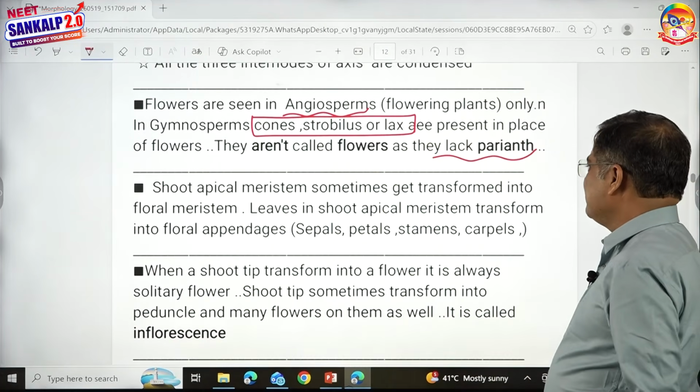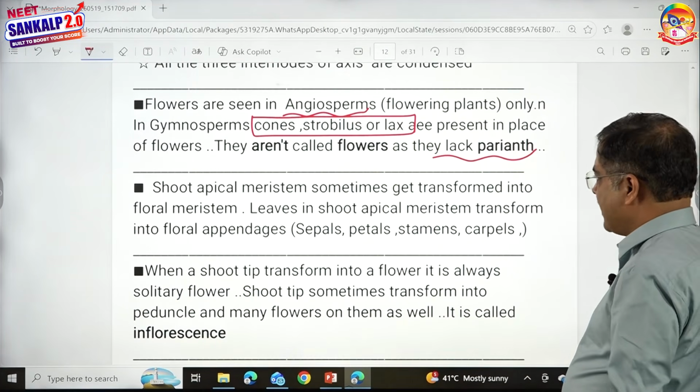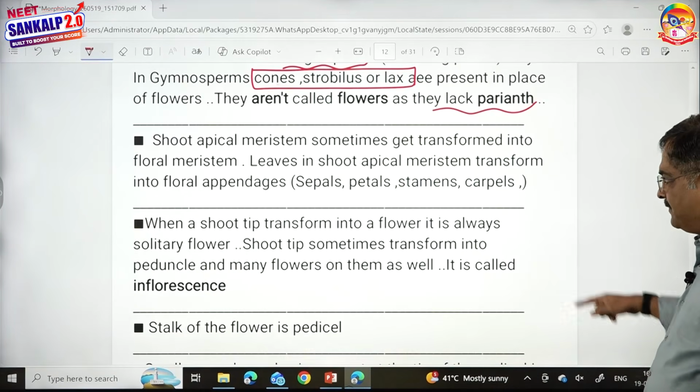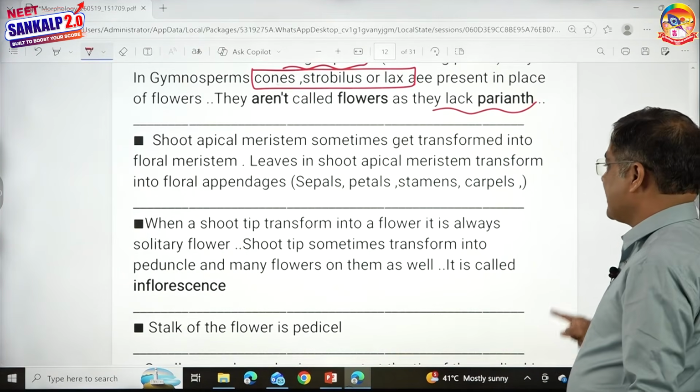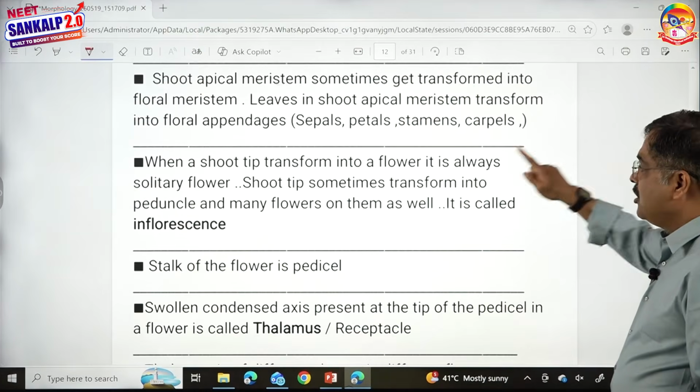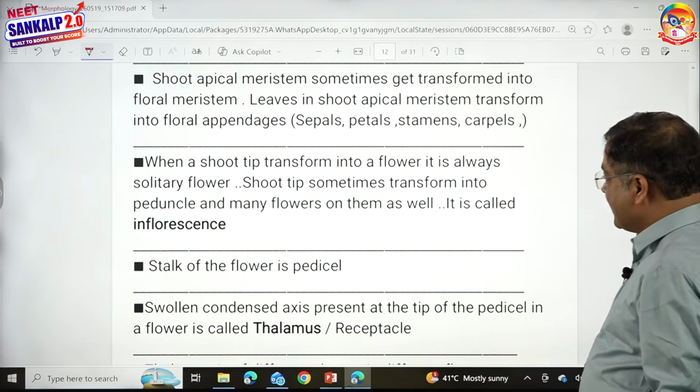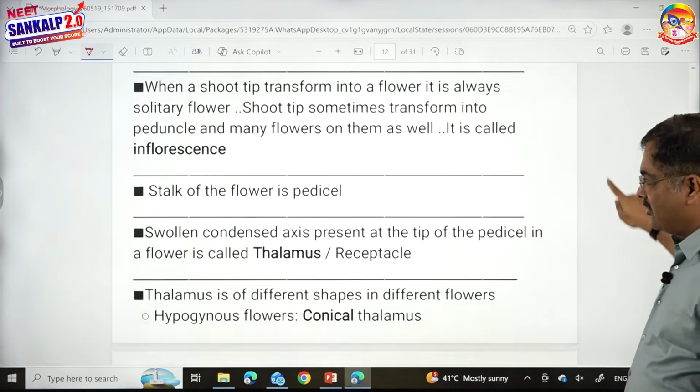Shoot apical meristems sometimes get transformed into floral meristems. Leaves in shoot apical meristems transform into floral appendages. When the shoot tip transforms into a flower, it is always solitary. Shoot tip sometimes transforms into a peduncle with many flowers on it. Then it is called inflorescence. We already studied about that.